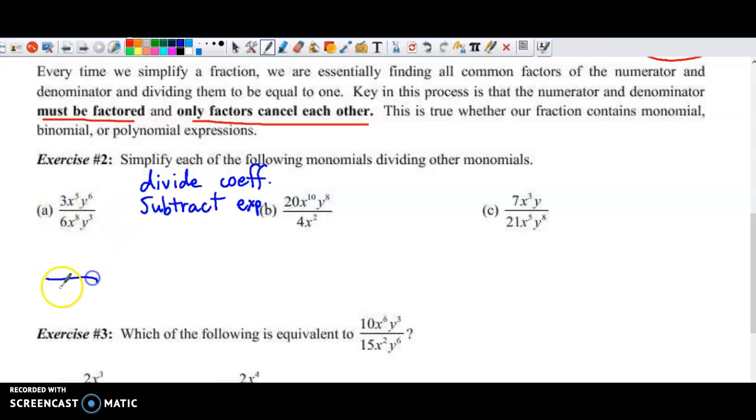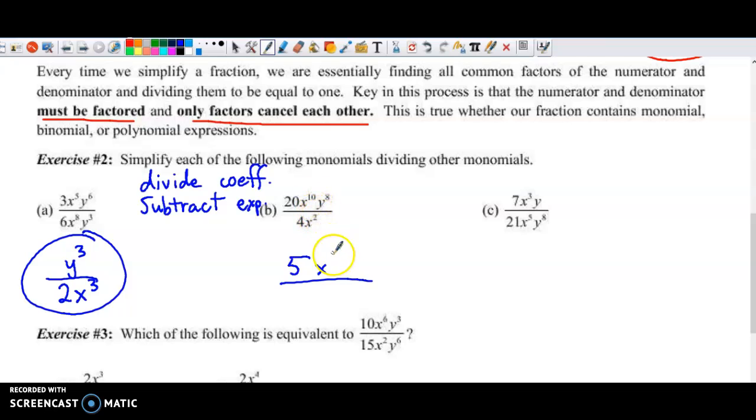6 divided by 3 is 2. 8 is bigger than 5, so there's more x's on bottom, and 8 minus 5 is 3. But there's more y's on top. 6 minus 3 is 3. Well, 20 divided by 4 is 5. Since 20 is bigger, that goes on top. 10 is bigger than 2. When you subtract, 10 minus 2 is 8. And then y to the 8th on that one. And this is all acceptable because we're multiplying. You know, multiply, multiply, multiply.